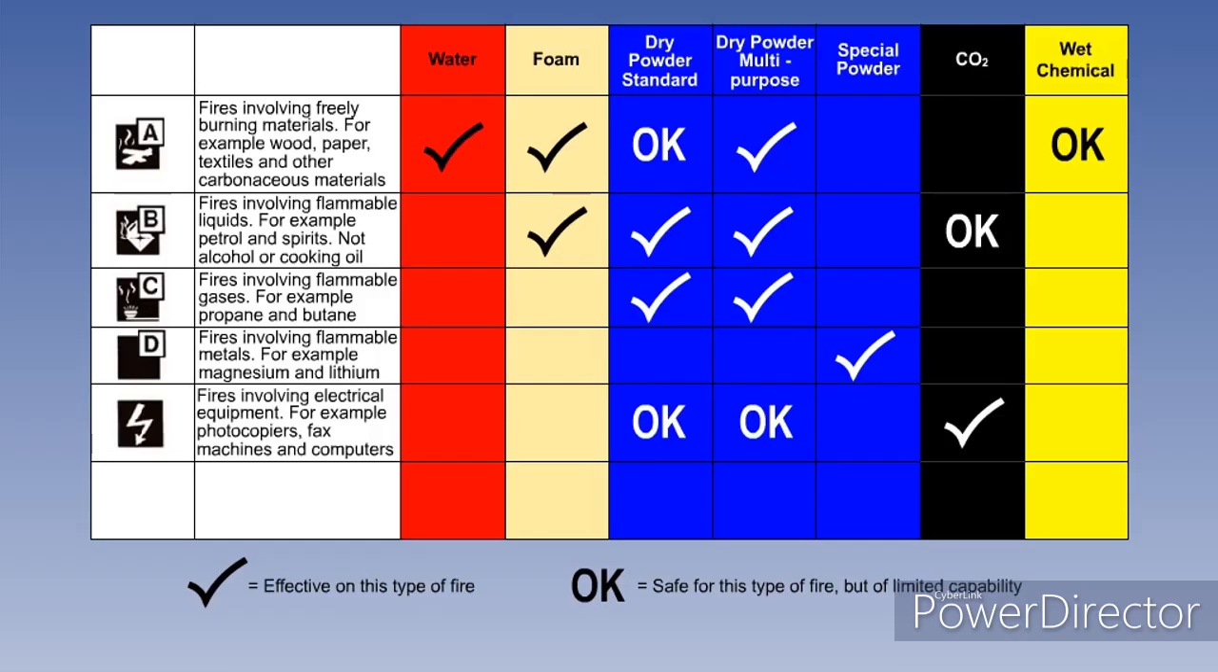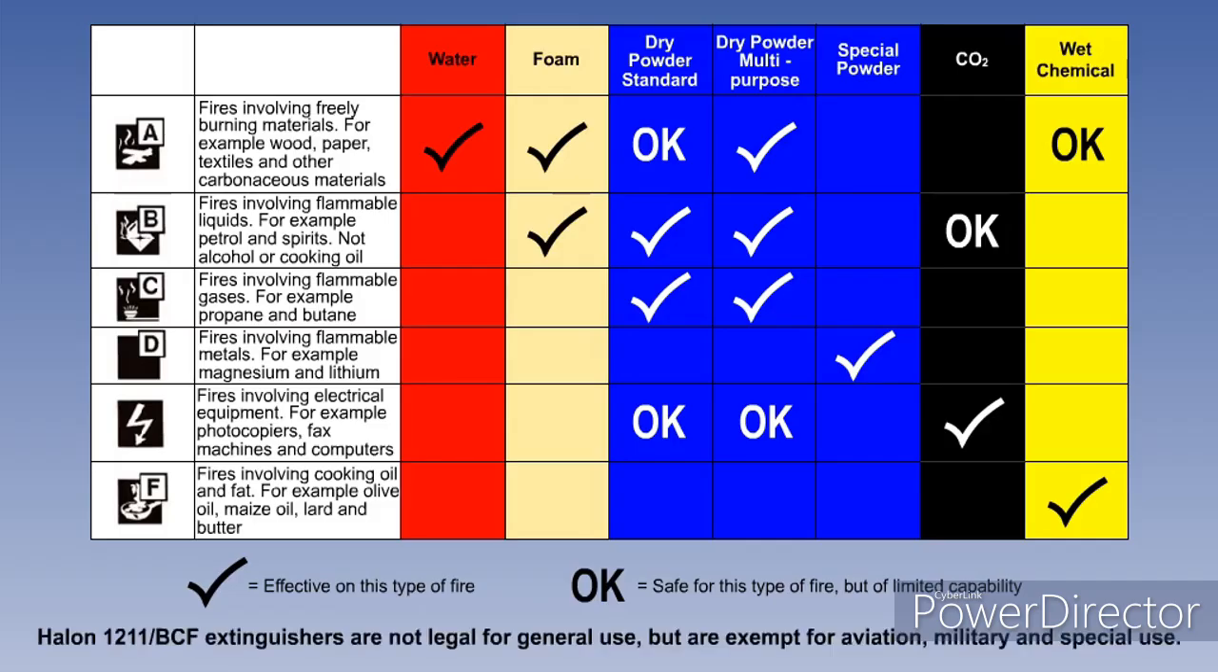The extinguisher that is suitable for electrical equipment, computers, copiers, etc., is not allocated a class letter, but is recognized by the electrical flash symbol. Class F is for fires involving cooking oils and fats, olive and maize oils, butter, lard, etc. Note that the extinguisher categories do not include halon or BCF, which is banned for general use, but which is exempted for aviation and military use, and a few other special applications.